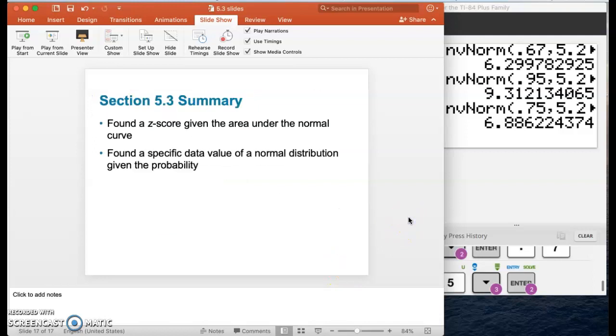All right, so in section 5.3, we found a z-score given the area under the normal curve, and we found a specific data value of a normal distribution given the probability. And that's all there is.